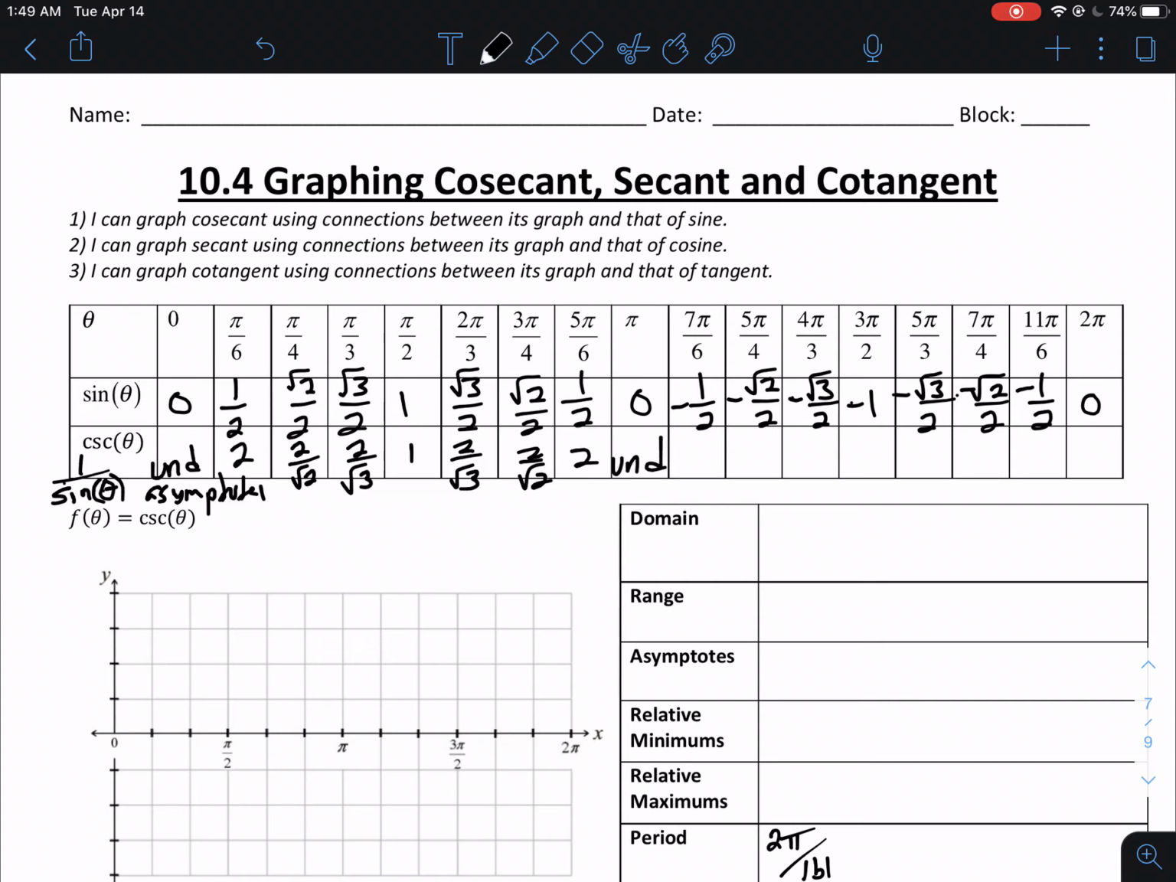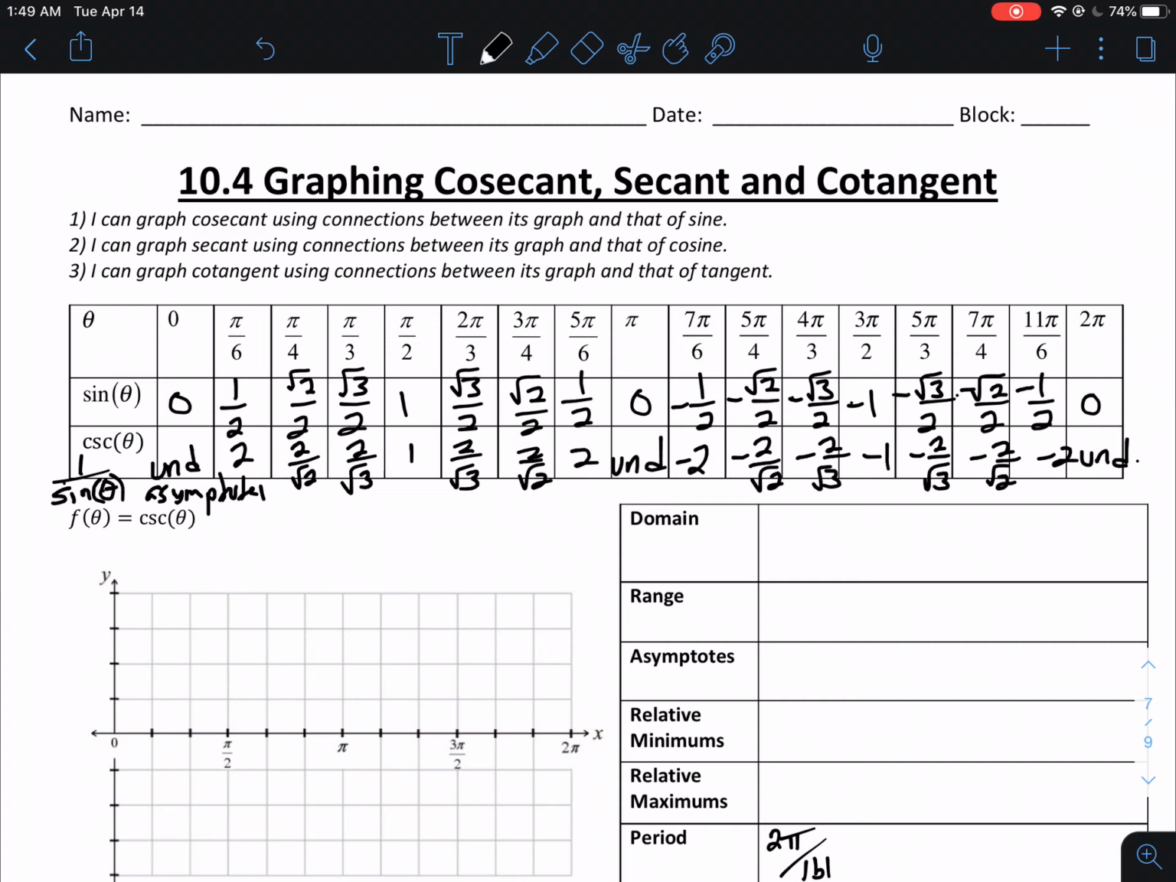Really the only thing that's going to make the second half different is that it's just going to have negatives in front. So negative 2, negative 2 over square root of 2, negative 2 over square root of 3, negative 1, and then we're going to have negative 2 over square root of 3 again, negative 2 over square root of 2 again, negative 2, and then back to an undefined asymptote.